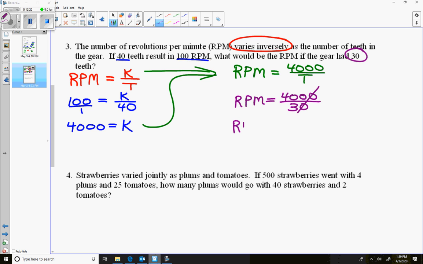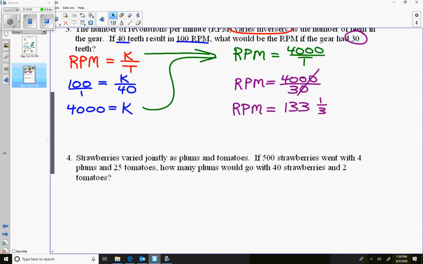So normally I would just leave this as 400 over 3. They changed it to 133 and a third. So I don't know if that's what they were thinking when they did this, but it makes me think of the old records we had as a kid. So I don't know if that's what this implies or not, honestly. Anyway, moving on.